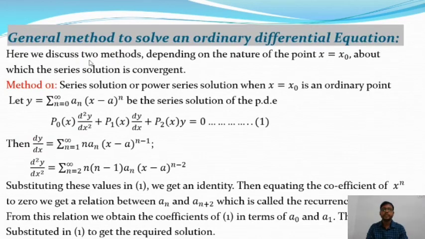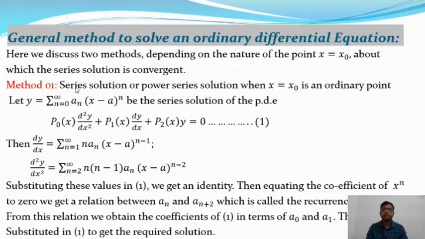In this slide we will discuss the general method to solve ordinary differential equations. Here we discuss two methods depending on the nature of the point x = x0 about which the series solution is convergent. The first method is the general method for solving the differential equation when x = x0 is an ordinary point. And the second method is the Frobenius method, when x = x0 is a regular singular point, for the series solutions.